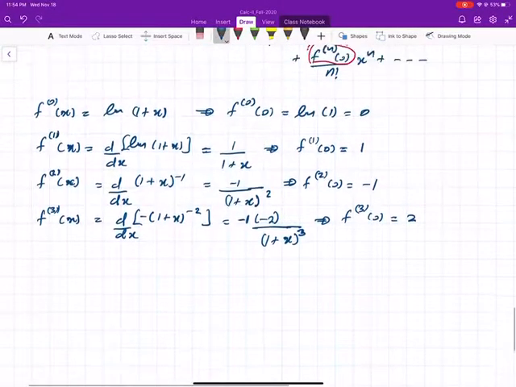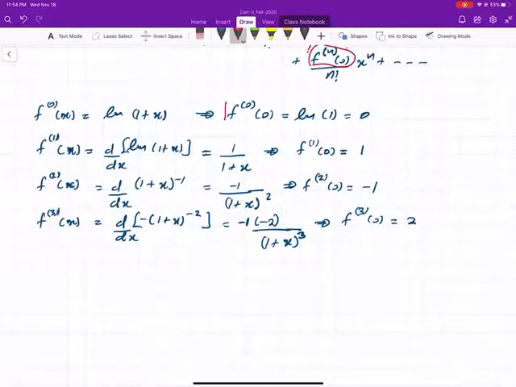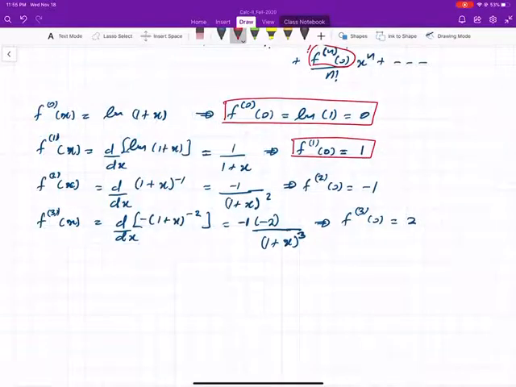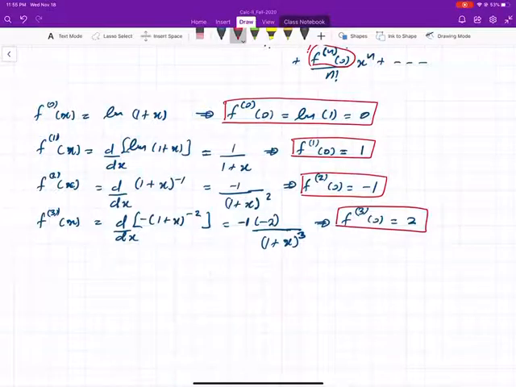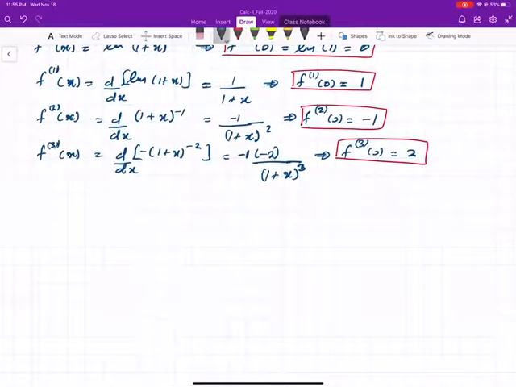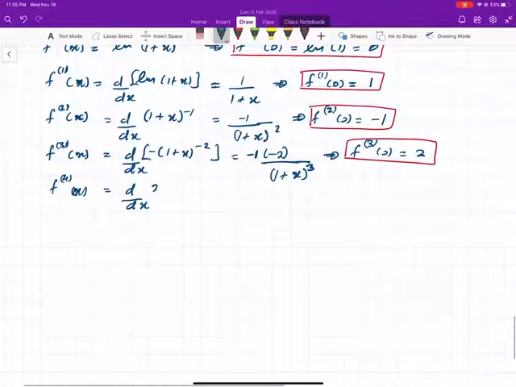And we have to do this until you see a pattern. First you got 0, then you got 1, then you got negative 1, then you got 2. Still the pattern is not clear. Okay, let's try the next one, which is the fourth derivative, which is d over dx. This is minus 1 times 2 is 2, 1 plus x to the power minus 3.